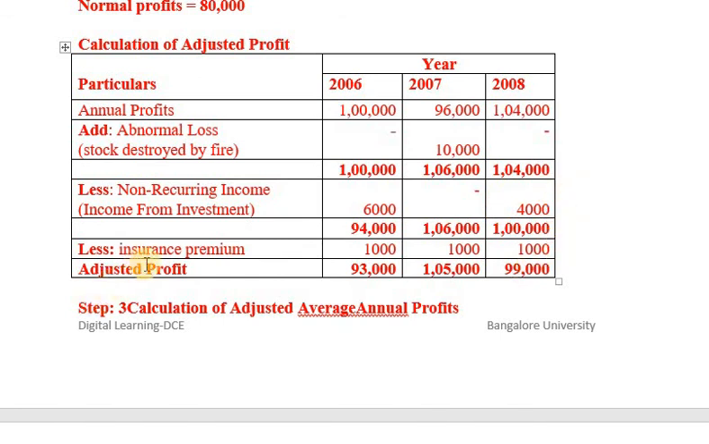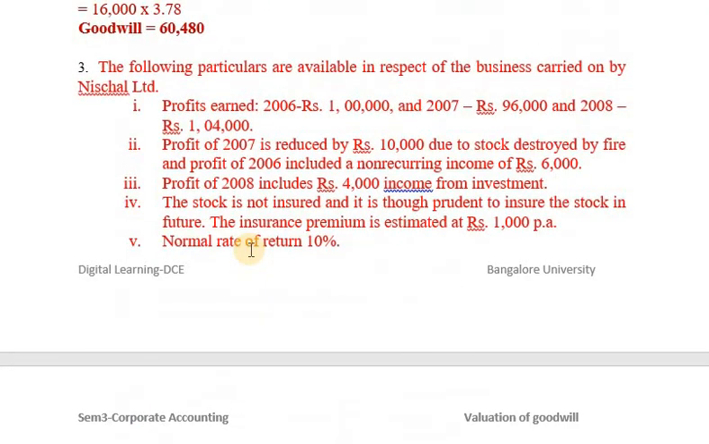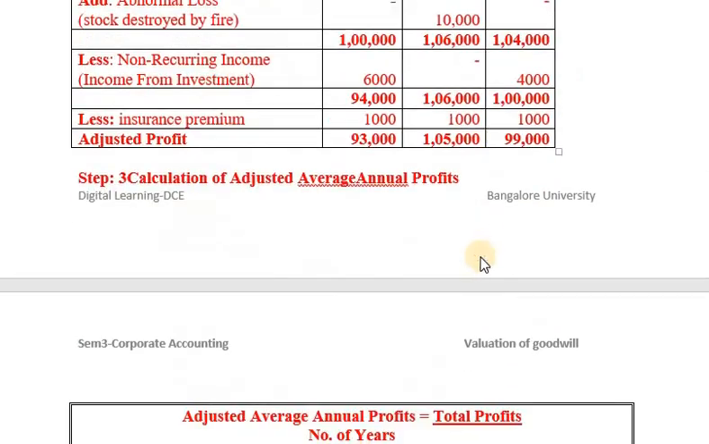From this, we are deducting what? Insurance premium. So insurance premium will be recurring expenses. The stock is not insured and it is not prudent to insure the stock in future. The insurance premium is estimated at rupees 1,000 per annum. So we must deduct 1,000 each year. 94,000 minus 1,000, 93,000, 1 lakh 6,000 minus 1,000, 1 lakh 5,000, 1 lakh minus 1,000, 99,000.